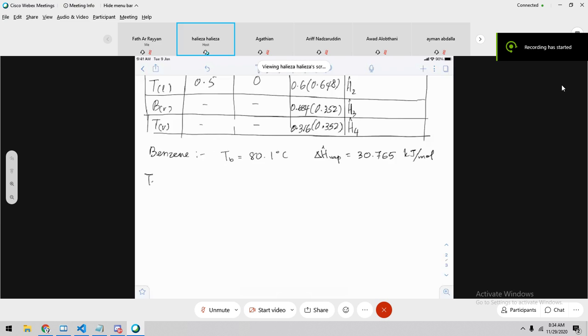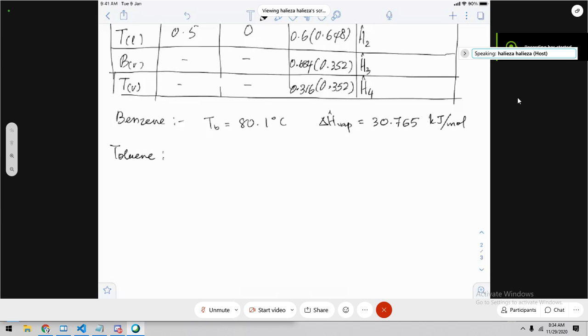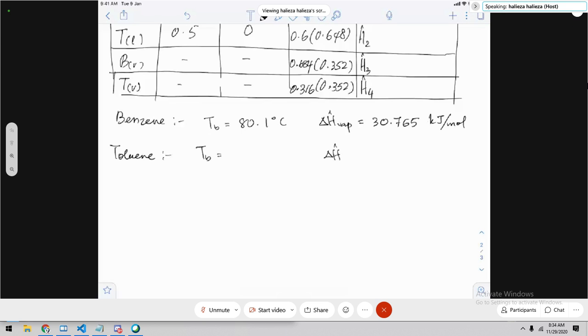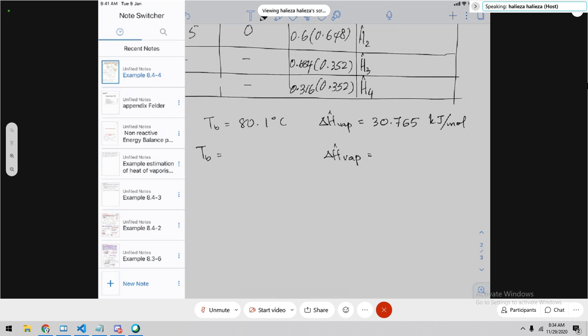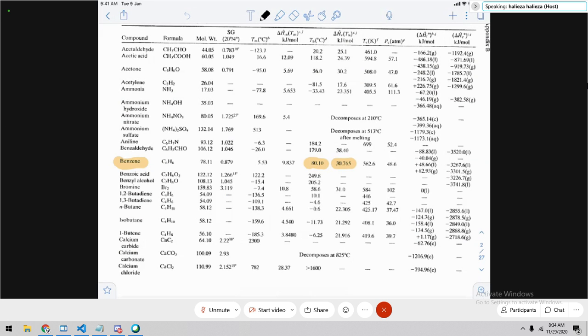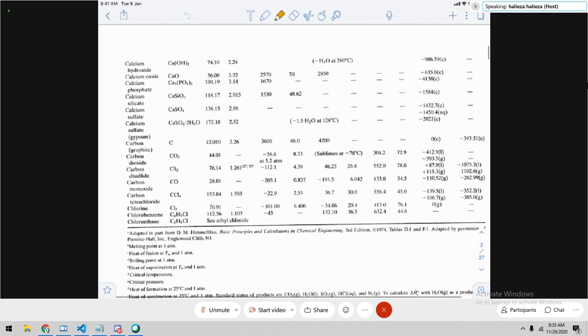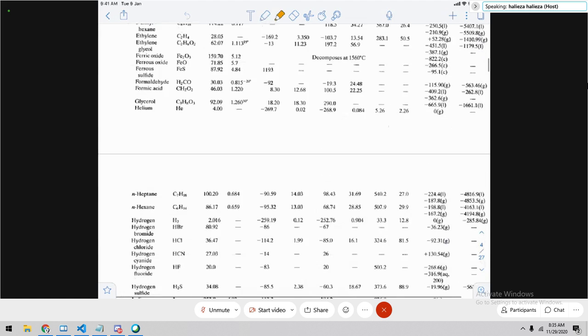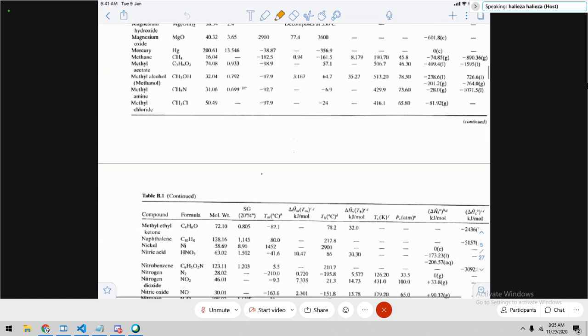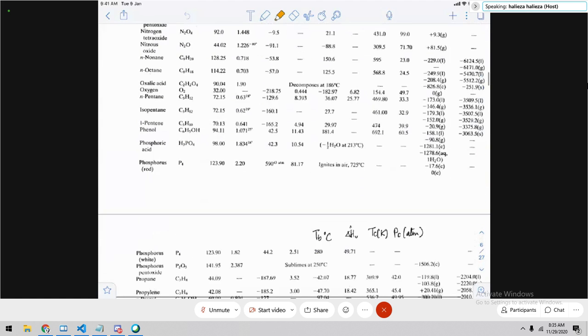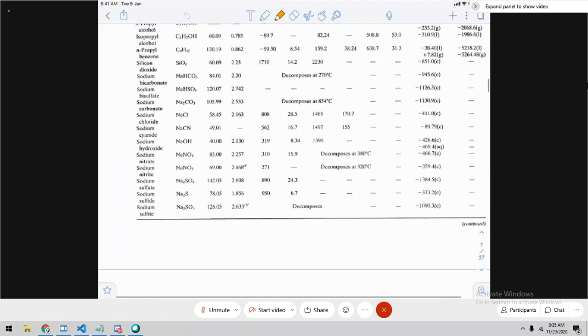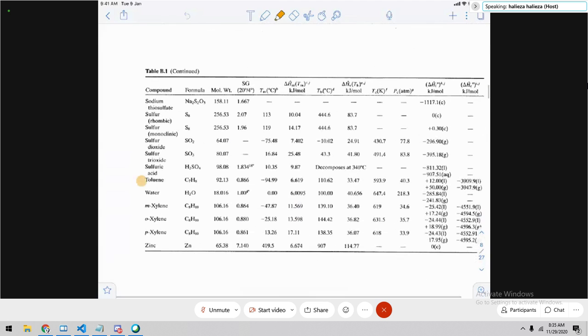Do the same thing for toluene. The boiling point of toluene, we will look up in appendix B1. So let's go back to that appendix. Now we'll be looking at toluene, which is way at the bottom of that table. Yeah, found it. That's toluene.